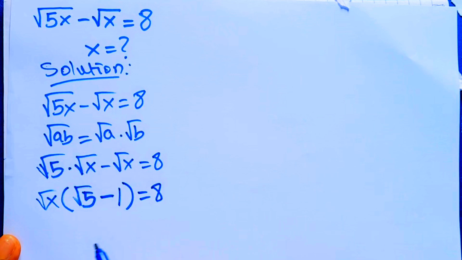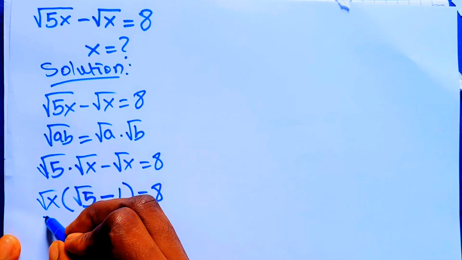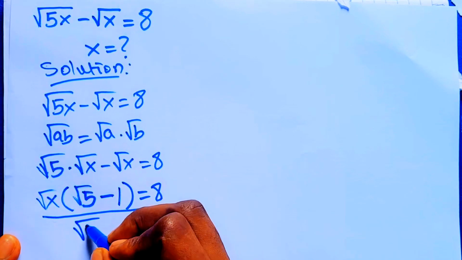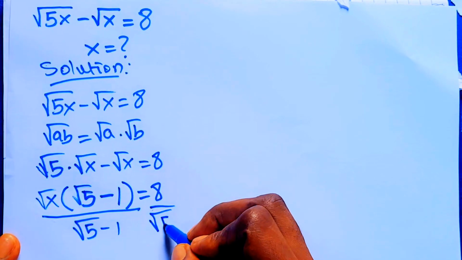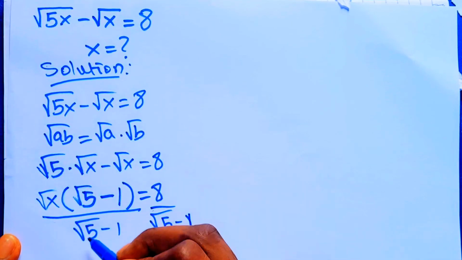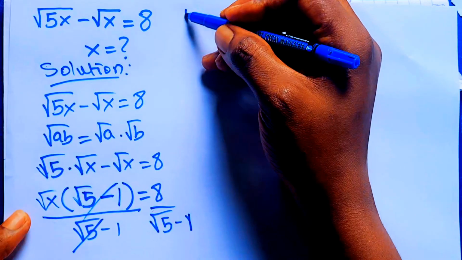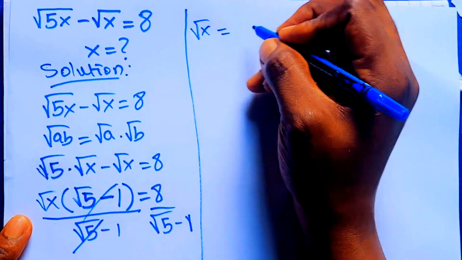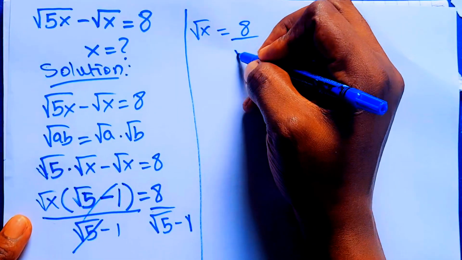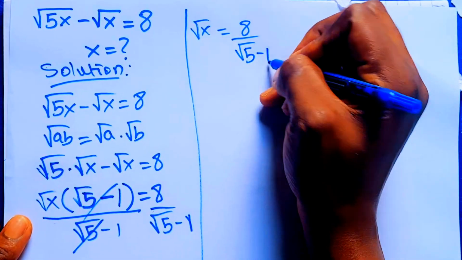Now, the next we are going to do is to divide both sides of the equation by square root of 5 minus 1. So we'll divide this by square root of 5 minus 1 and divide here by square root of 5 minus 1, okay? So this will cancel out this, and we are left with square root of x will be equal to 8 divided by square root of 5 minus 1.